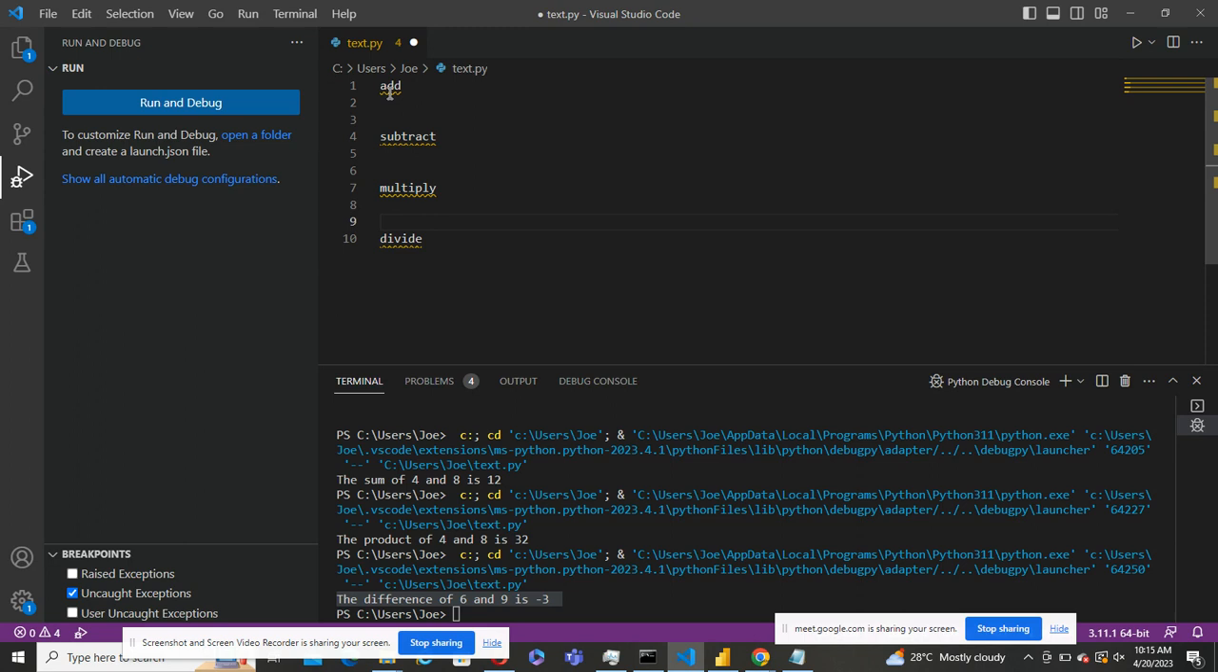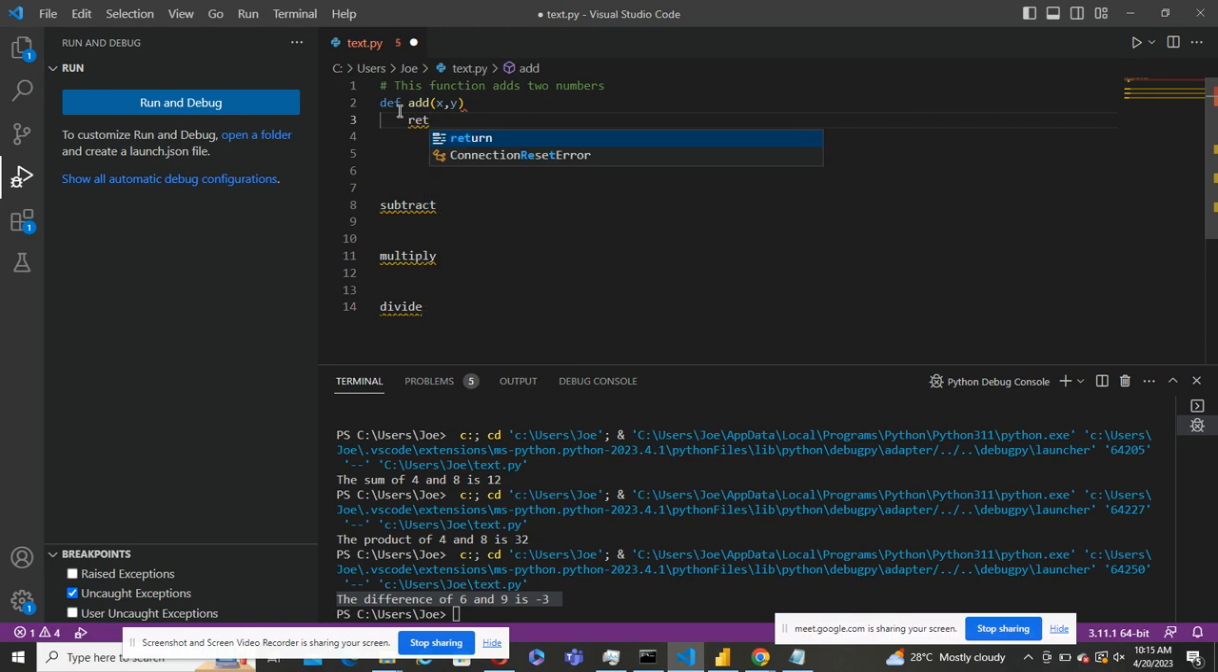So we will bring a hash, that's a comment. Then we will say this function adds two numbers. So our first function will add two numbers. Now let's call it the addition. So we will say def, we are defining addition, add. Add should take two numbers, x and y. Now in the x and y, what do we want it to do? It should return x plus y. Simple as that. Don't forget to bring your colon.